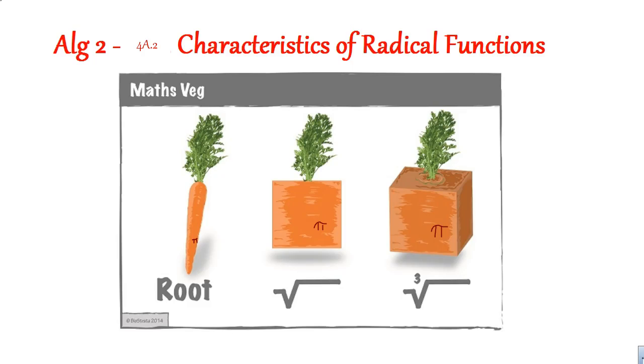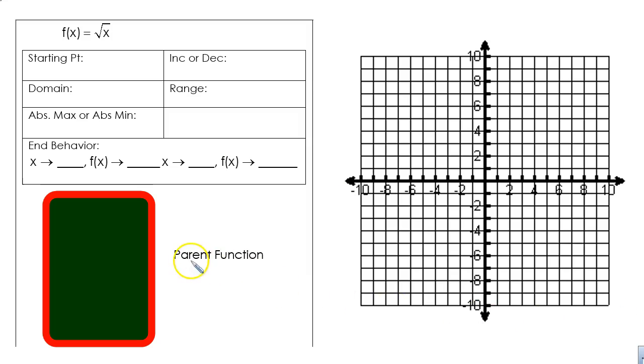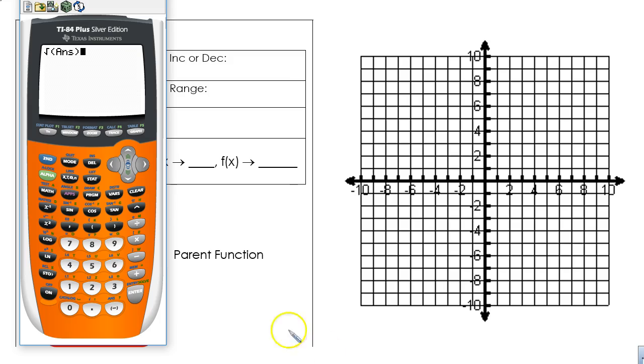Ezra. Today we are going to talk about characteristics of radical functions. We're going to start with the parent function f of x equals the square root of x. The first thing we want to do is to get this function on a graph. So I'm going to pull up my graphing calculator and review how to do that.